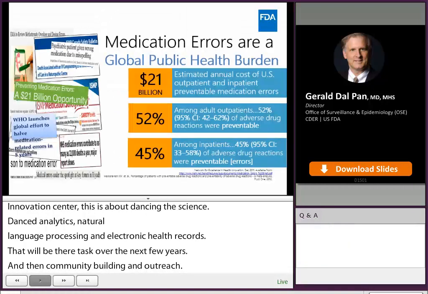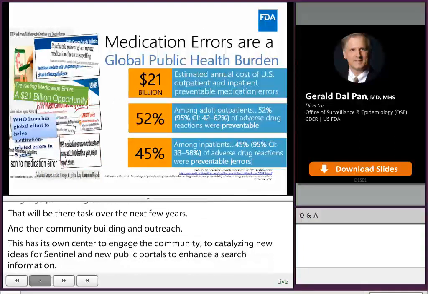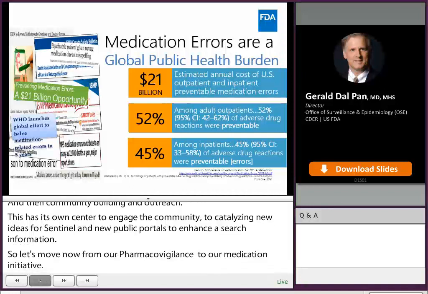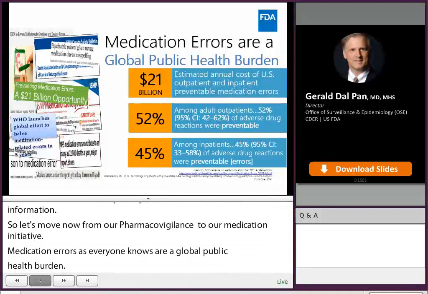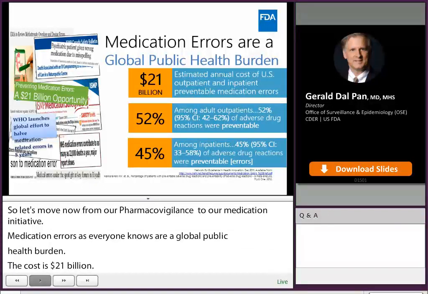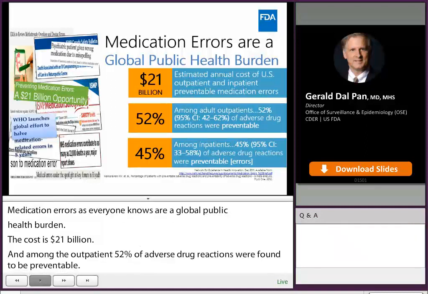So let's move now from our pharmacovigilance and pharmacoepidemiology initiatives to our medication error initiatives. Medication errors, as everyone knows, are a global public health burden. The estimated cost of inpatient and outpatient preventable medication errors is $21 billion. And among adult outpatients, 52% of adverse drug reactions were found to be preventable. Among inpatients, 45% of adverse drug reactions were found to be preventable.